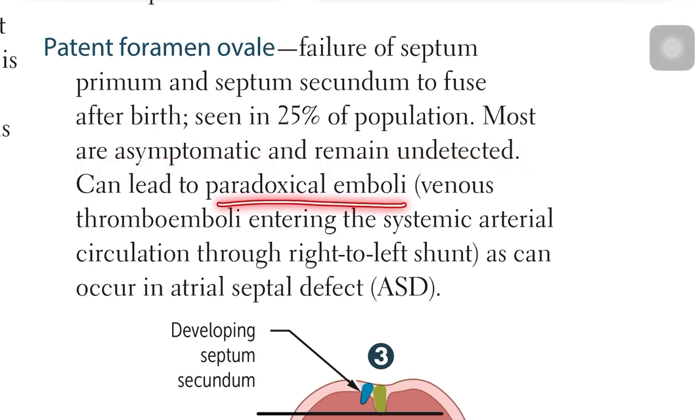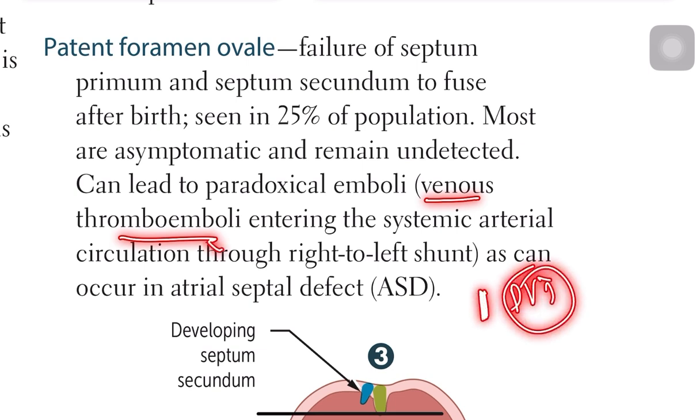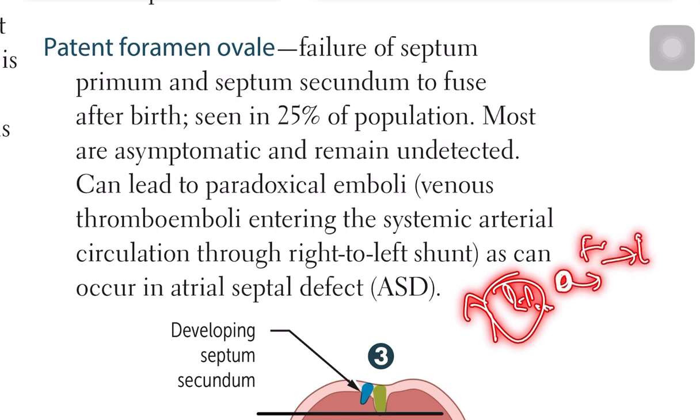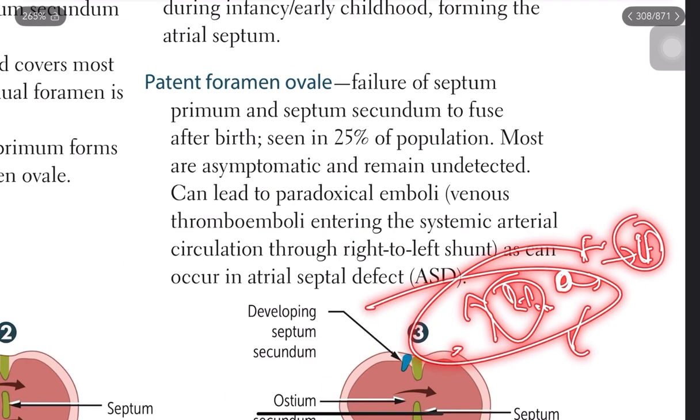This leads to paradoxical emboli, which means venous thromboemboli. What are these venous thromboemboli? Let's say you have some clotting, a DVT in the legs, and this thrombus will pass through the venous circulation and enter the right atrium. From this right atrium, this thromboembolism can enter through the foramen ovale and go to the left atrium and enter the systemic circulation, which is hazardous.